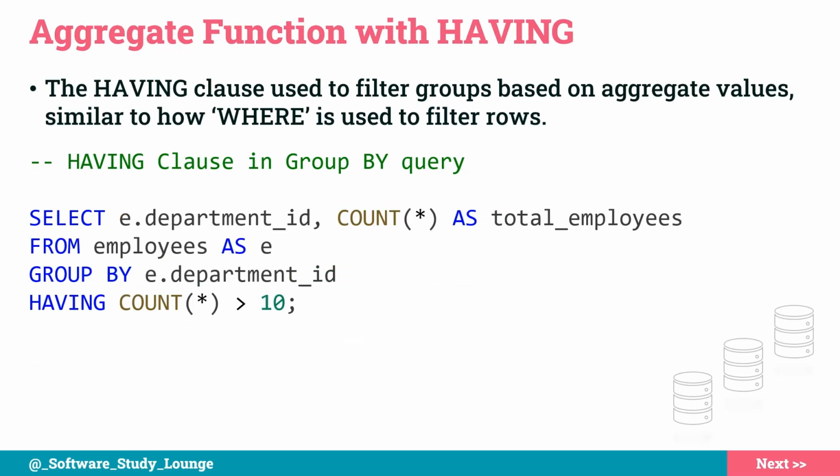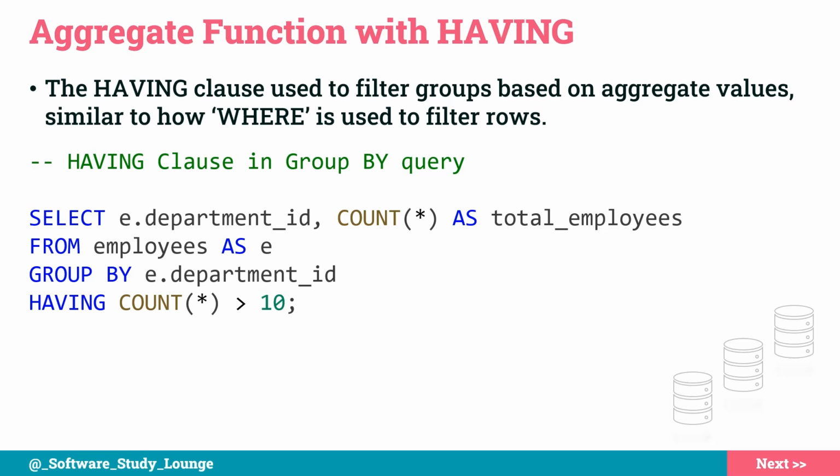Next is the aggregate function with the having clause. The having clause is used to filter groups based on aggregate values, similar to how where is used to filter the rows. When we apply group by in our SQL query, we cannot filter the data using the where clause. At that time we use the having clause.